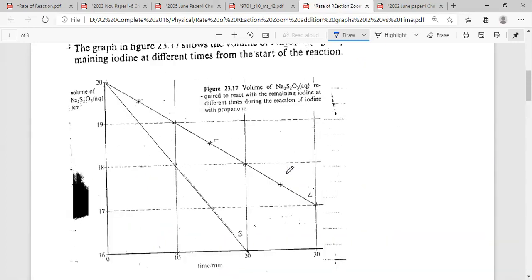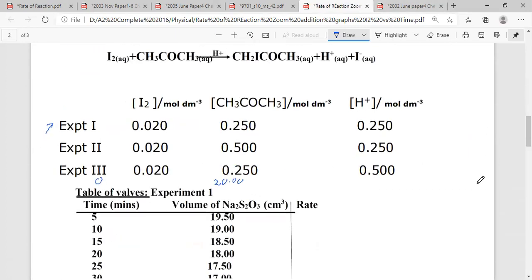Very simple. I've cut and pasted it for you already. Here is the volume of thiosulfate, and this is the time. Here, 5 minutes, here 15 minutes, 25 minutes here. So at 5 minutes, it was 19.5 here. That's the first point. Forget about the second graph first.